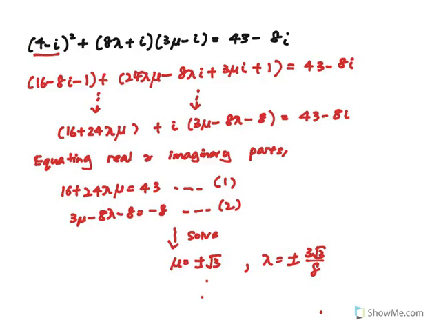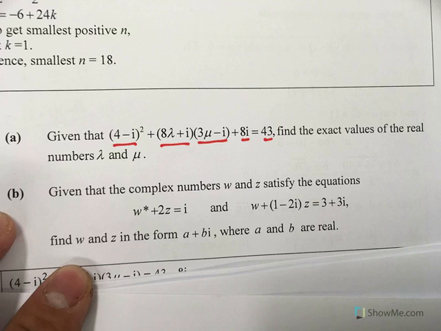Then next up, for 4b, given that the complex numbers w and z satisfy the equation, find w and z in the form of a plus bi. So this is a question about simultaneous equation substitution. Usually we see that there's a w, so what you can do is use z as the substitute. Usually we choose the one which does not have the conjugate appearing, because if we choose the one that has the conjugate, it does not work.